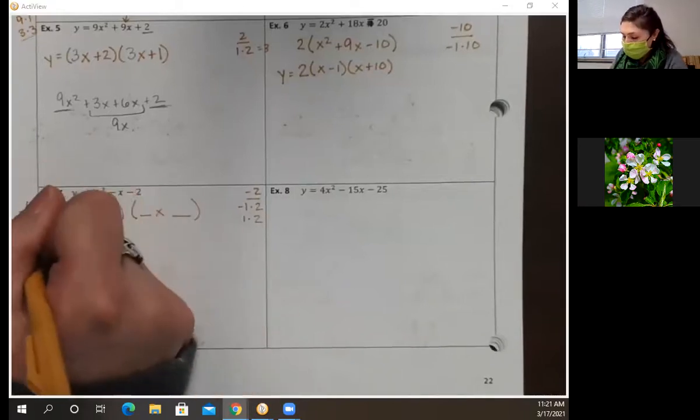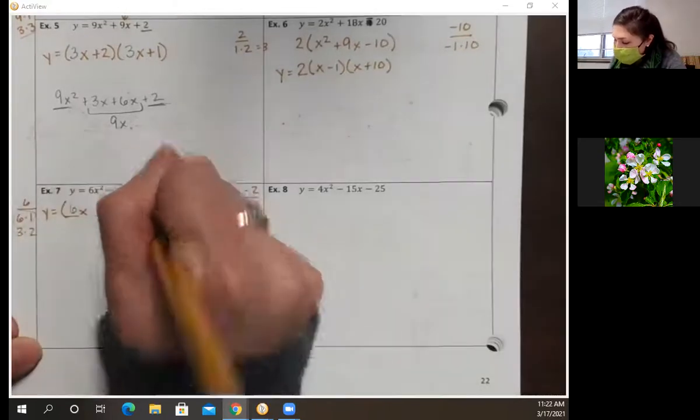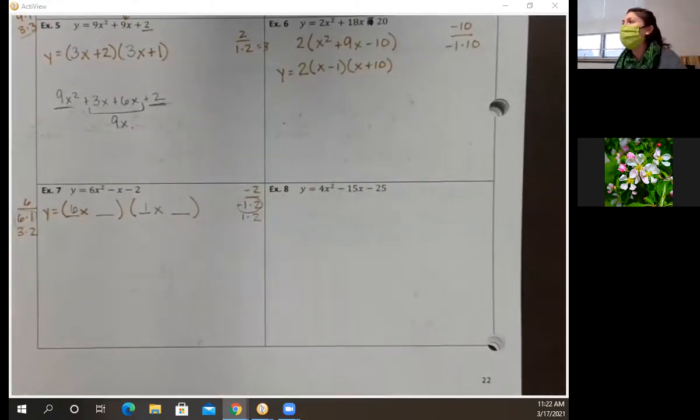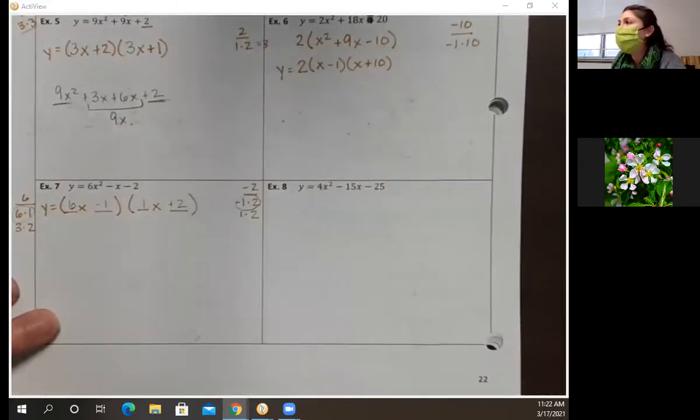Let's start with 6 and 1. That gives us a place to start from. So let's say it's 6x and 1x. And then let's pick some factors here. Let's try our -1 and 2. I'm just picking something to try. I don't have any good guess on which pairs I want. The worst thing that happens is this doesn't work and I try something else.